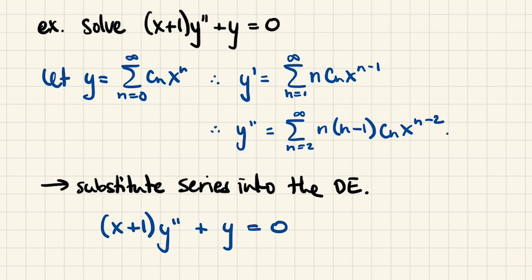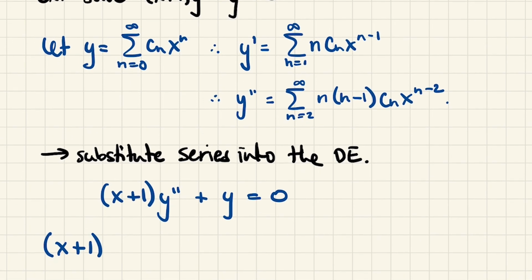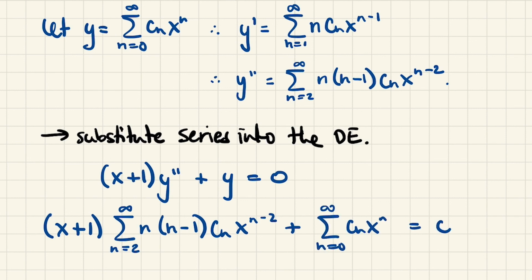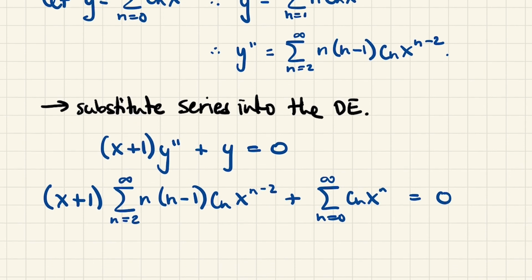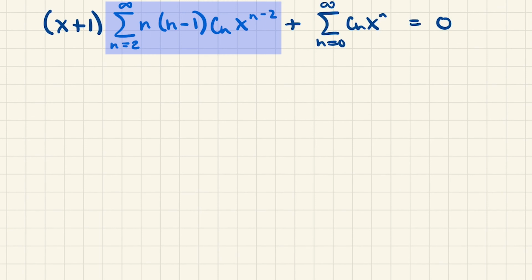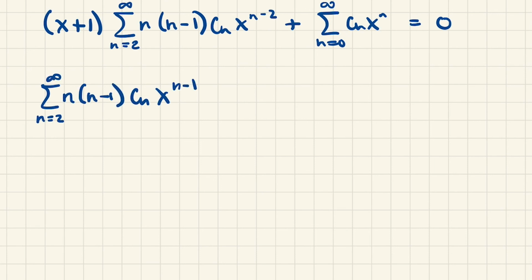So here's the differential equation. So we have x plus 1 times y double prime, which is this series here, plus y, and that's all equal to 0. All right, so before we balance the powers of x, let's distribute this sigma here into this binomial. So we're going to get x times the series. Well, that's just the series, but with the power of x incremented. So this will be x to the n minus 1. Then we have this series distributed into the 1, so that's just the series, exactly as it is. And then we have this guy.